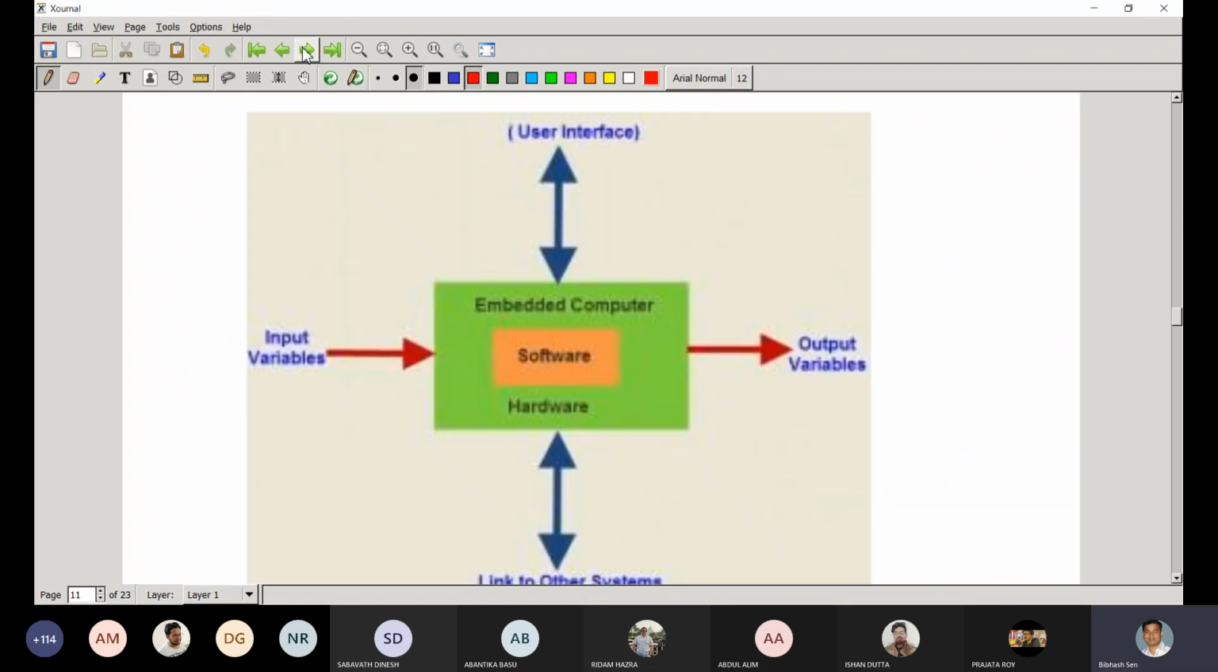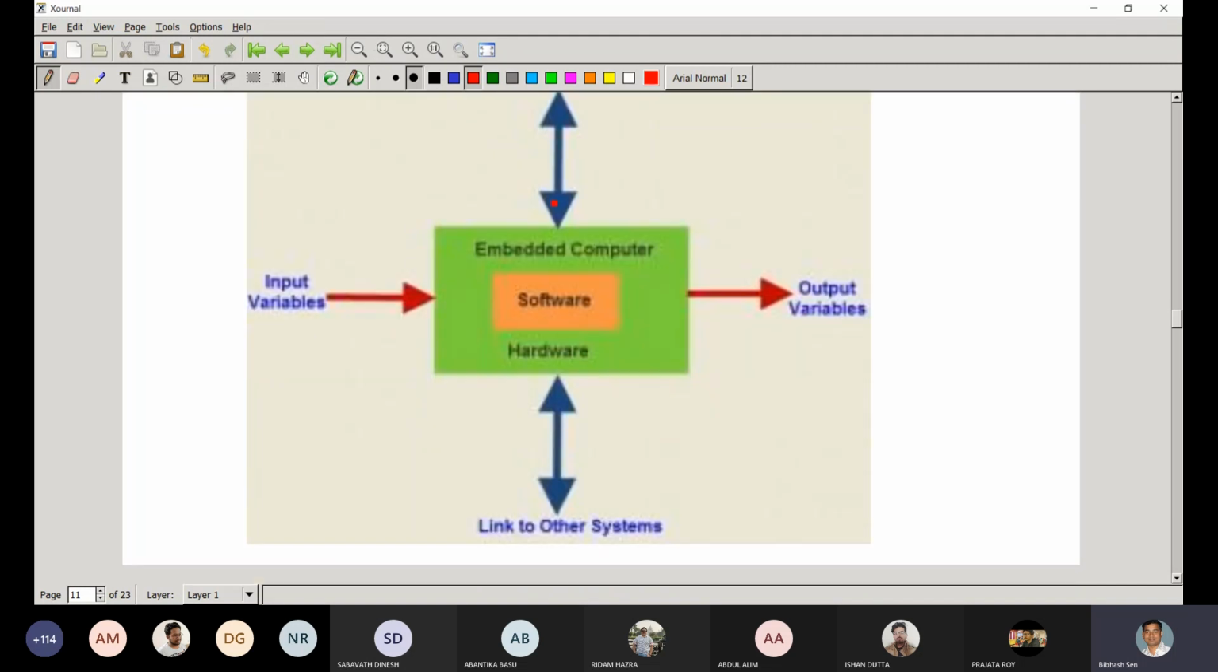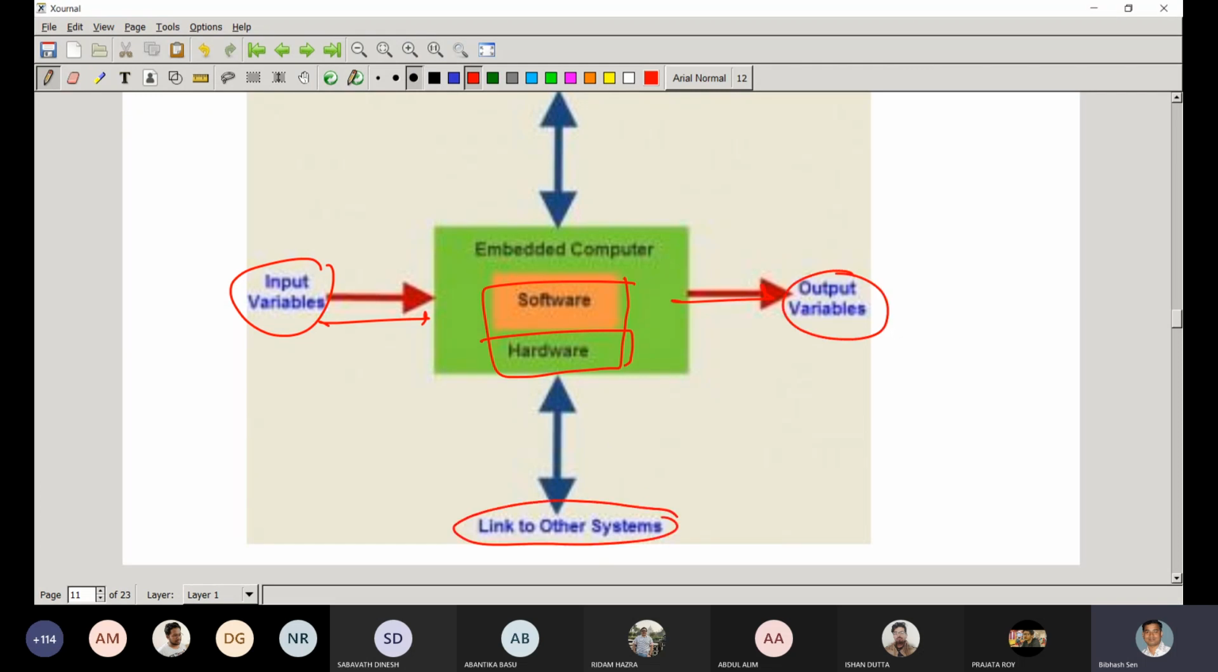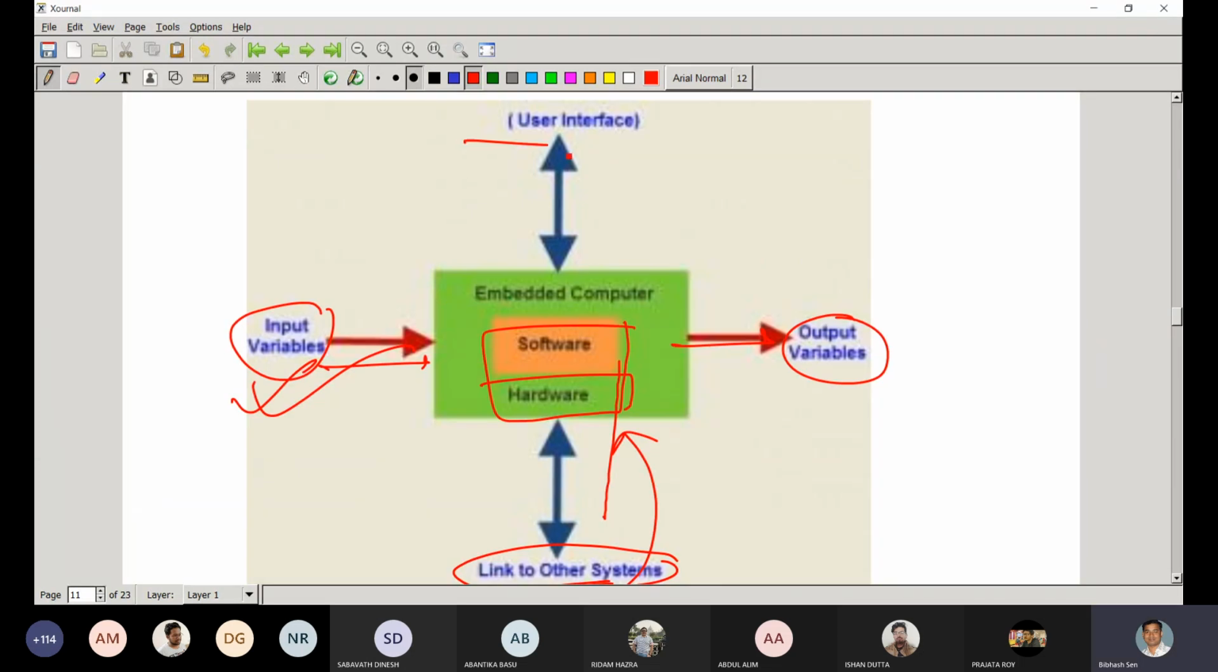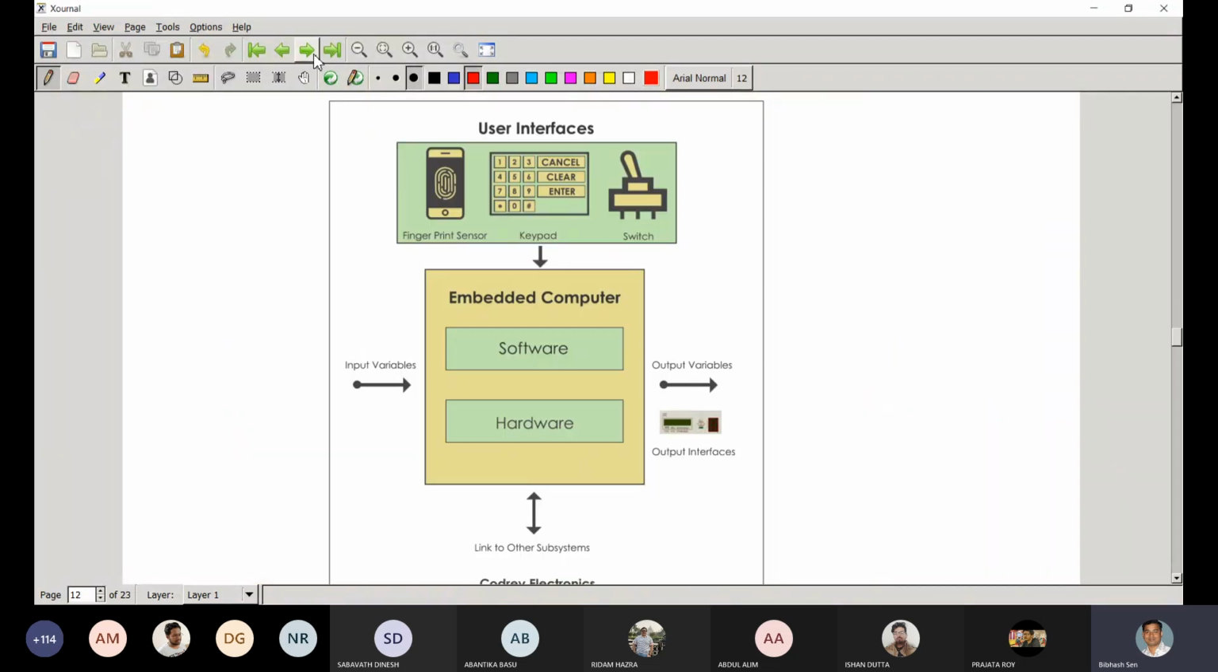Now you will find that the block diagram looks like an embedded system or embedded computer. Some input is given to a particular system. Your system is a combination of hardware and software, or maybe directly hardware also. Depending on the embedded computer, it gives the output. Sometimes during processing it needs some additional constraint or additional input, which it can take from another system, or some user interface can also interact with it. So this is the core of the embedded system.